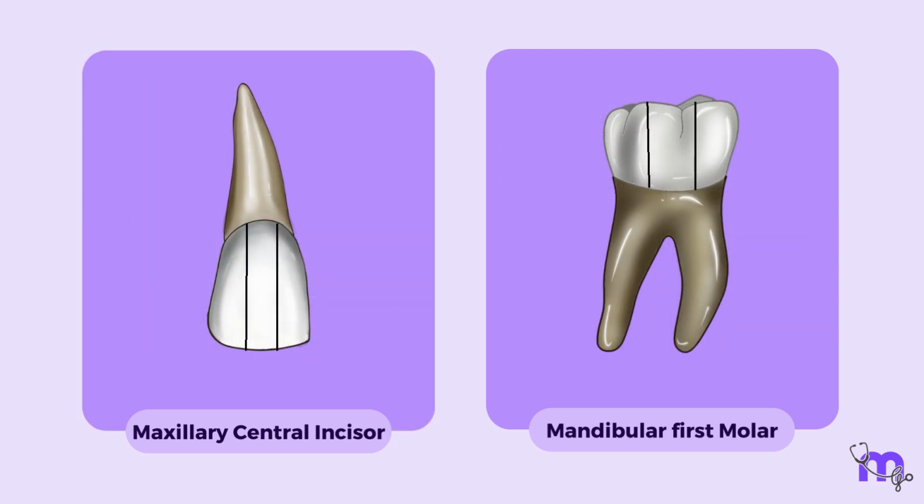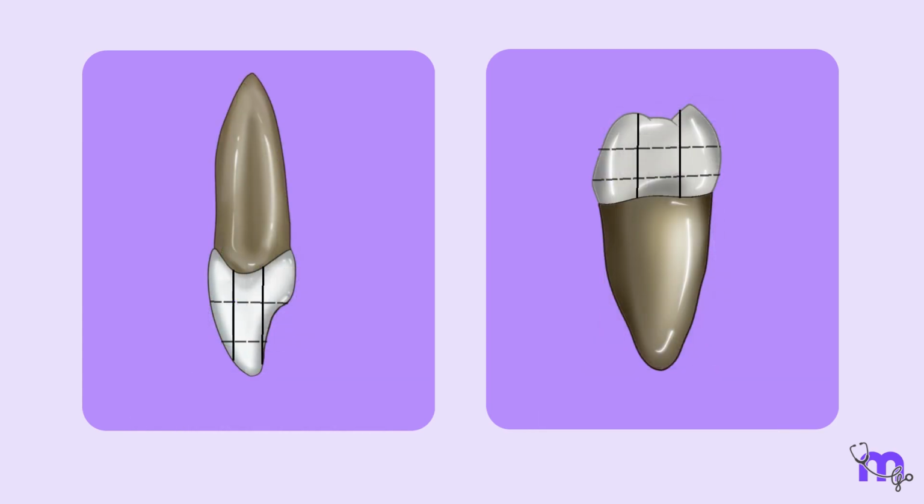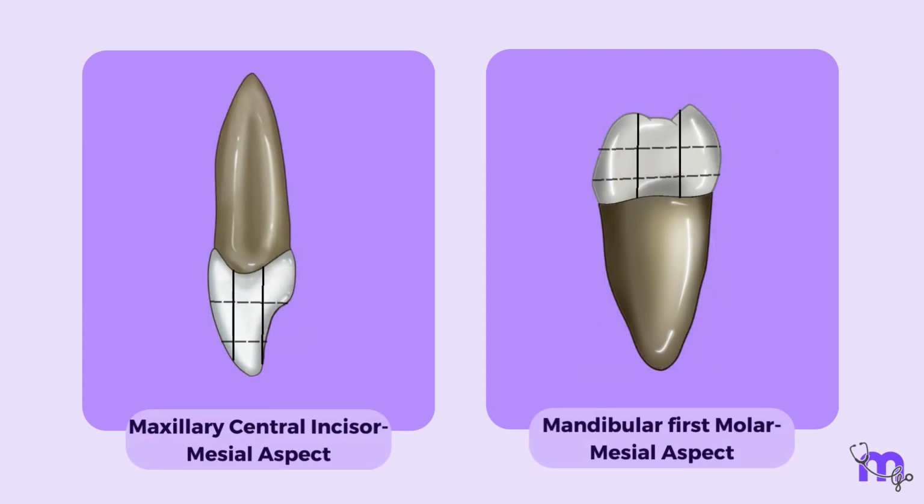We can also go on to say the same from mesial to distal. Mesiodistally, it can be divided into mesial, middle, and distal thirds. Now looking at the tooth from a mesial or distal aspect, labiolingually or buccolingually, the crown can be divided into labial or buccal, middle, and lingual or palatal thirds.